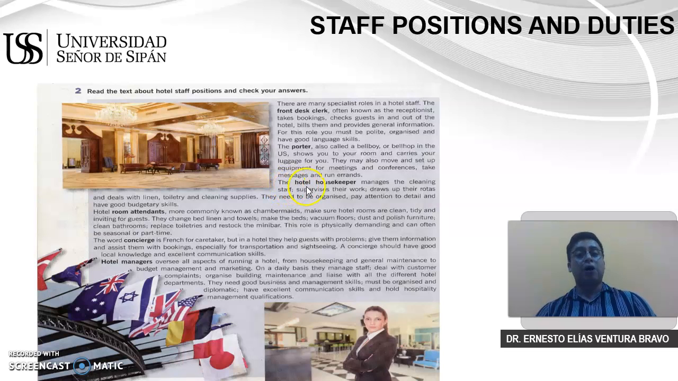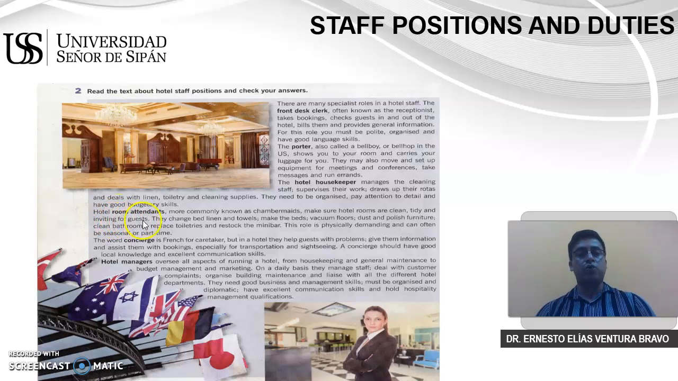Number 3. The hotel housekeeper manages the cleaning staff, supervises their work, draws up their rotas, and deals with linen, toiletry, and cleaning supplies. They need to be organized, pay attention to detail, and have good budgetary skills.